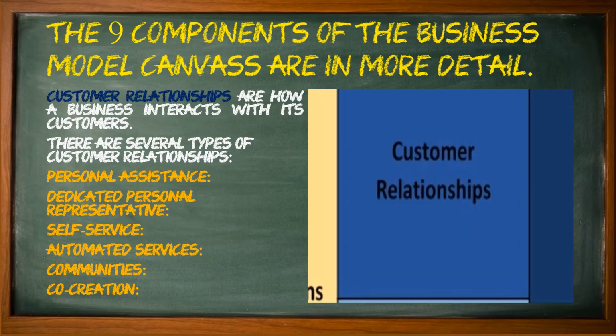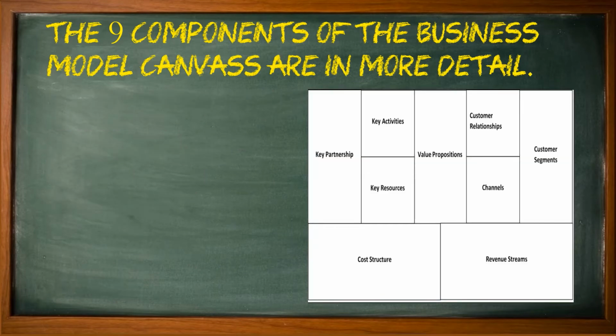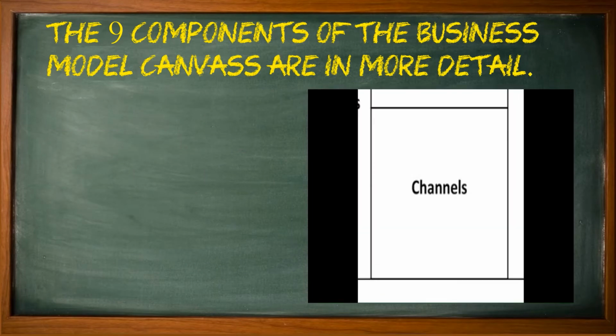It will help start to define your operations as a business and also help identify opportunities for automation. The 9 components of the business model canvas are in more detail.